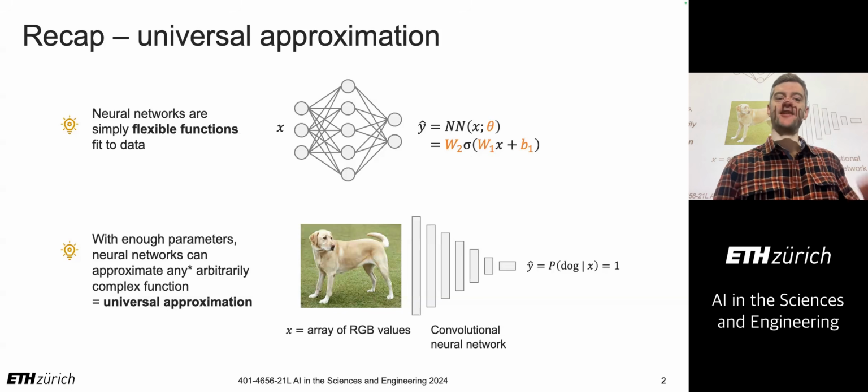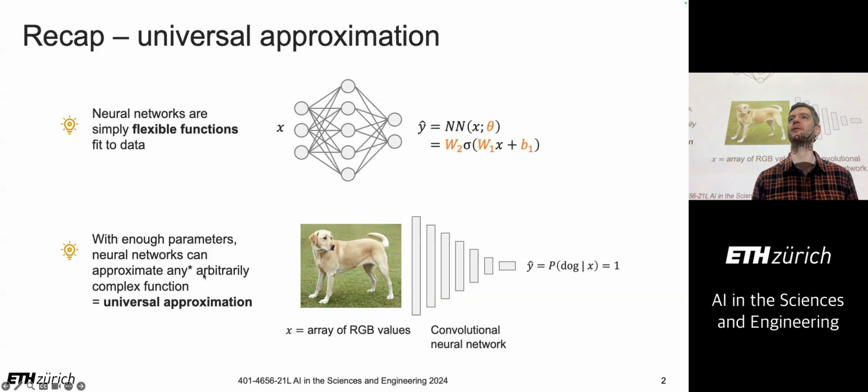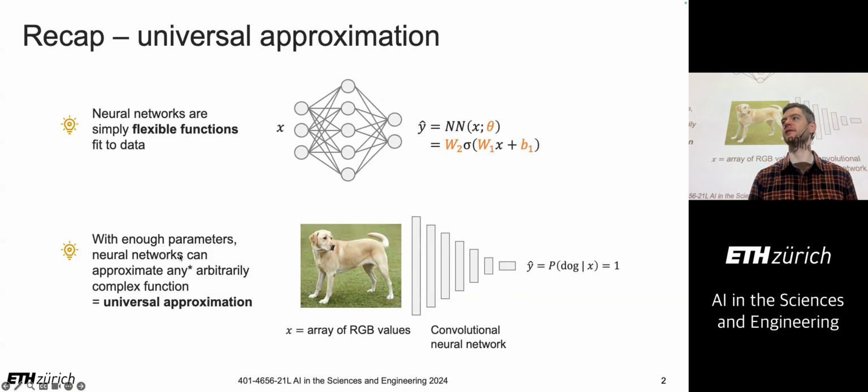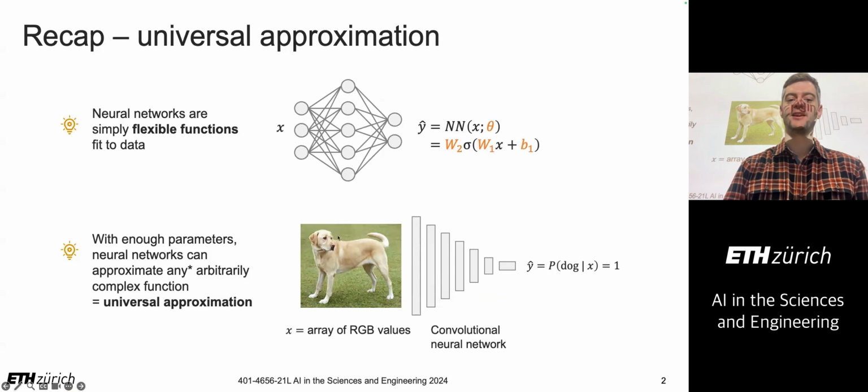And then the other idea that I tried to impress on you is this idea of universal approximation, and this is what makes neural networks so powerful and why they're applied to so many different tasks. It is this property that, with enough parameters, they can approximate any arbitrary function. And this really allows them to do really impressive tasks, like take an image, for example, and classify that image. That's a really complicated function to be able to do that.